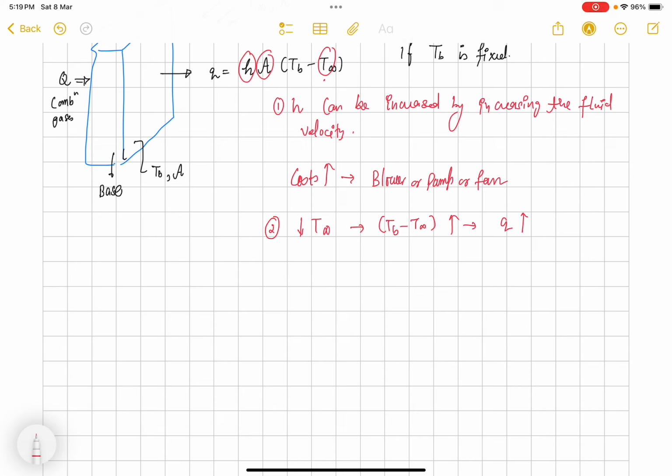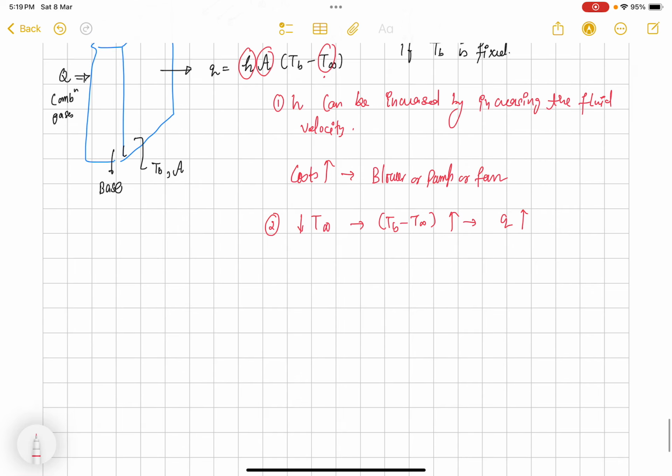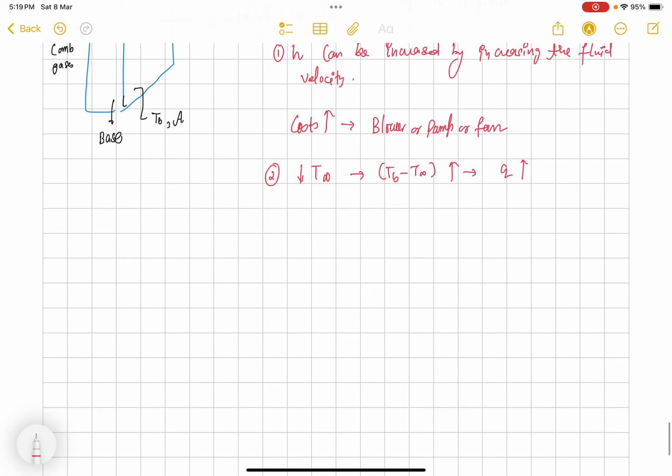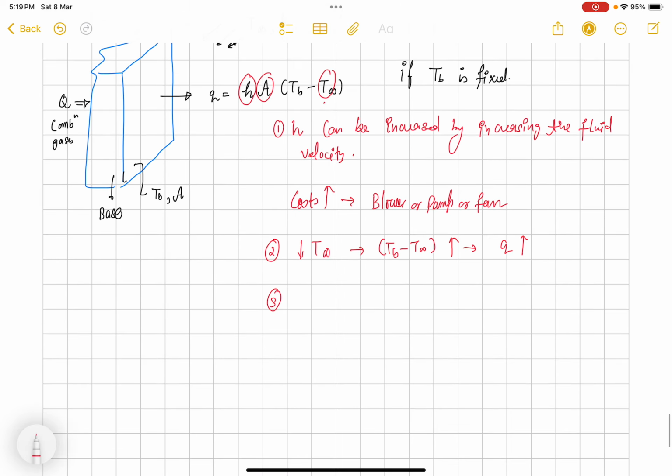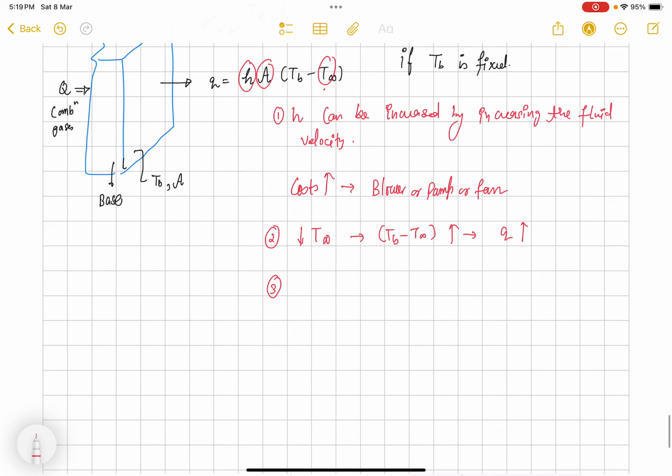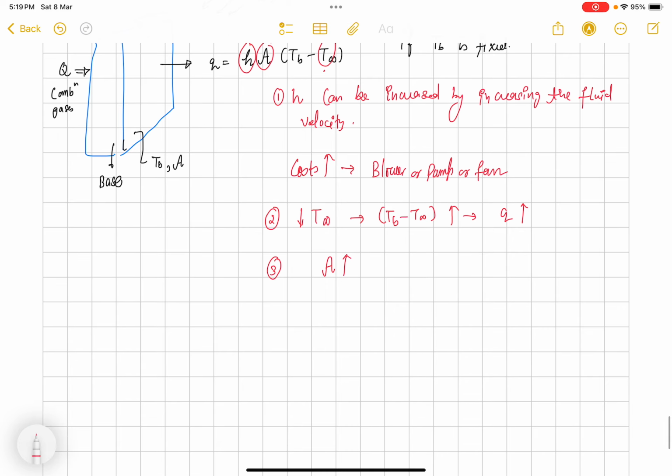We cannot change the ambient. It is like we cannot change the season, right? So the third way which is left to us, which is quite practical and also quite feasible, is changing the area. We can increase the surface area.